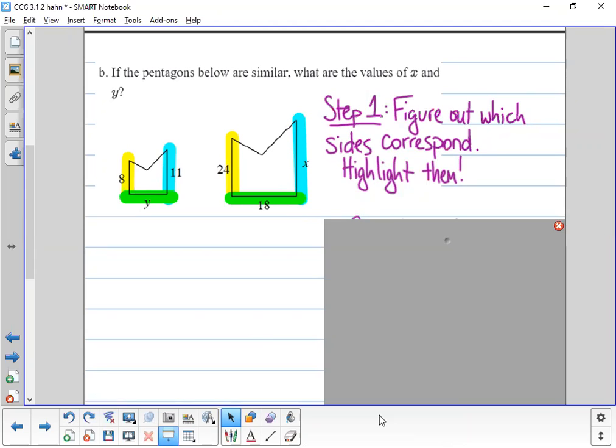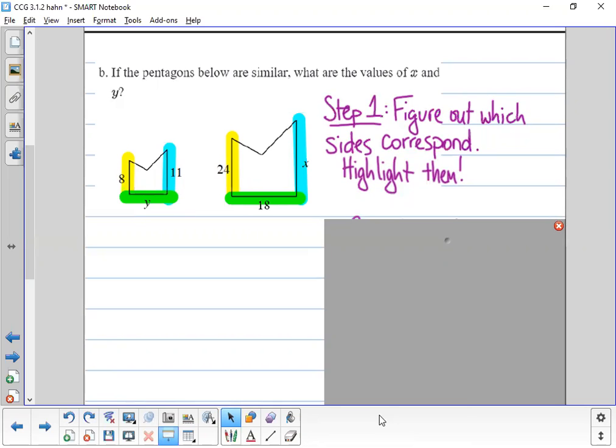In this case, my two shapes are in the same orientation, but they might be spun around, or they might be mirror images of each other. So you can't always just say the side on the left will go with the side on the left, and the side on the right will go with the side on the right. That's why you want to look and see what the shorter values and longer values are, what's across from the 90-degree angle or across from the indent, things like that, that will help you match them up.